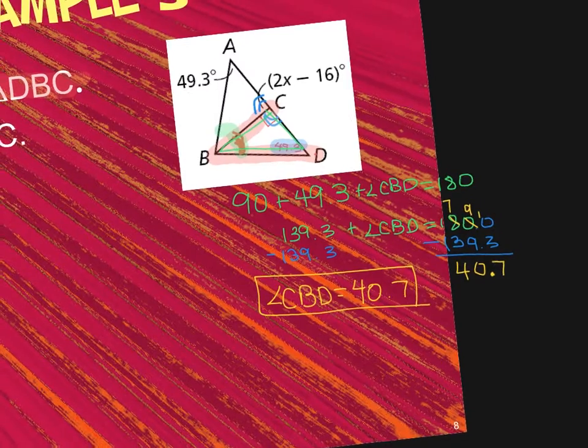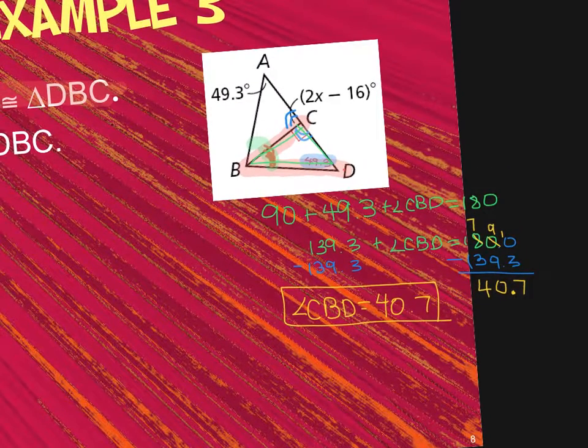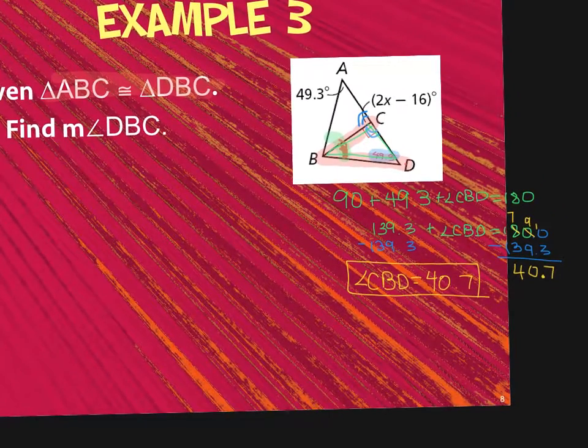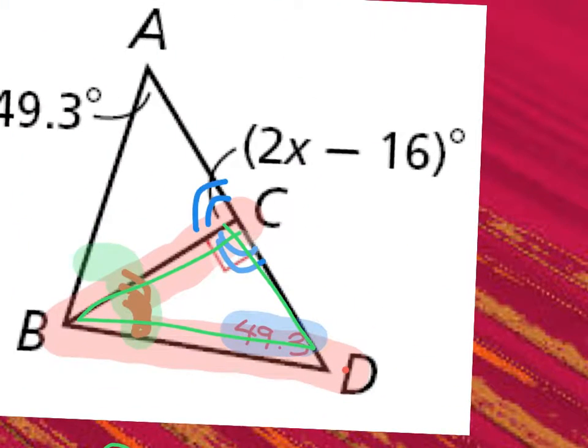Can anybody see a different way to do it? Because there's more than one way. What if it had first asked you to find x? How would I do that? Meldrick? It would be 2x minus 15 equals 49.3. Nope, not 49.3, right? This is the angle in here that's marked as 2x plus 16 minus 16. What angle is that equal to?